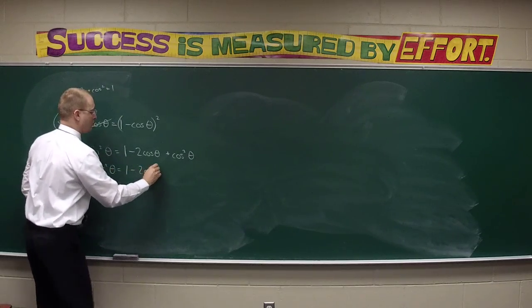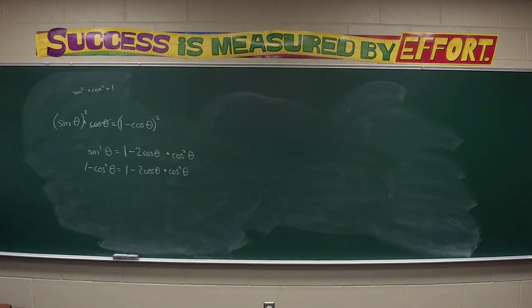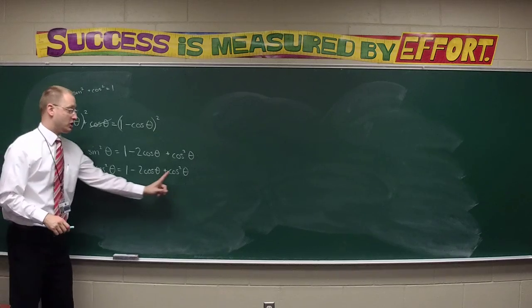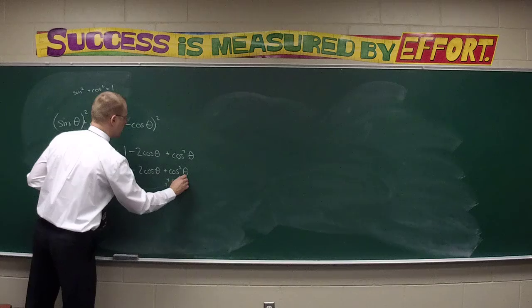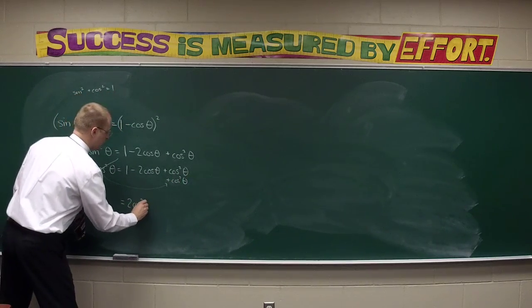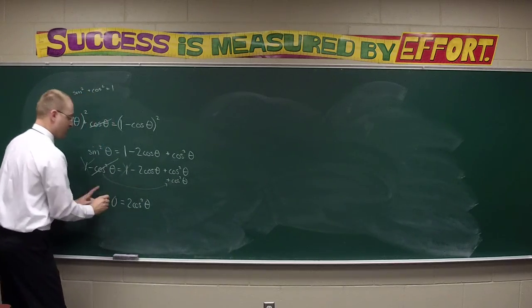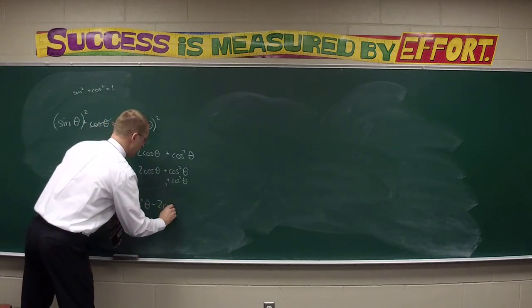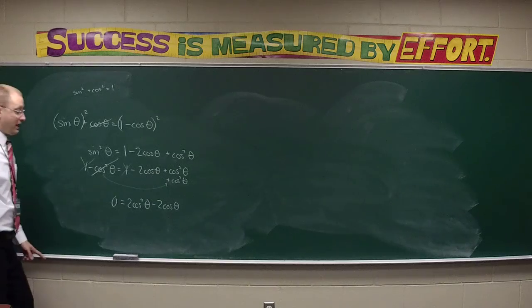1 minus cosine squared equals 1 minus 2 cosine plus cosine squared. All right, thoughts? The cosine squareds do not cancel. Rather, this little one should move over as a positive cosine squared to give me 2 cosine squared. The ones, however, will cancel. So I'm left with the 0 that I wanted minus 2 cosine. Good, don't move anything over, factor.